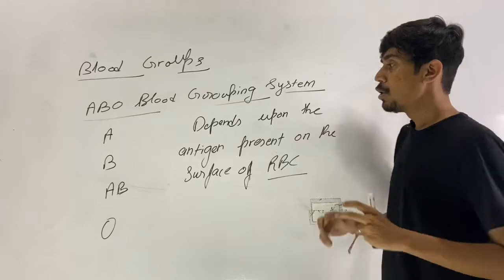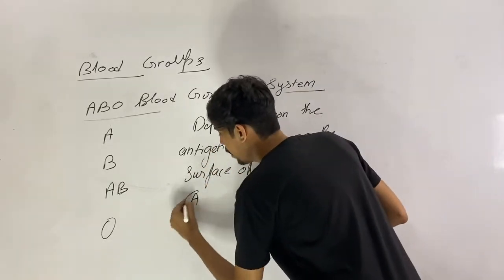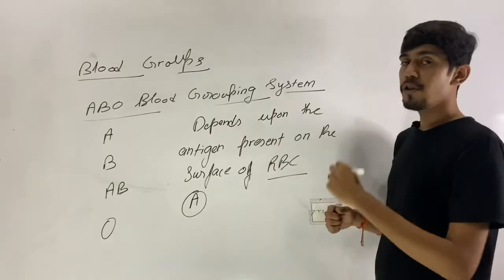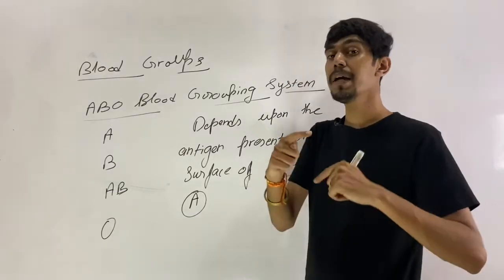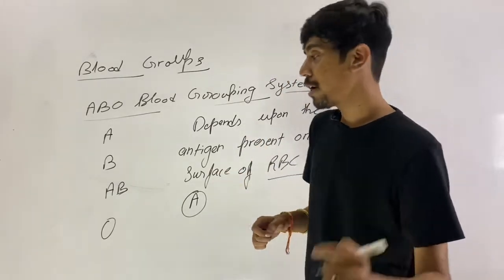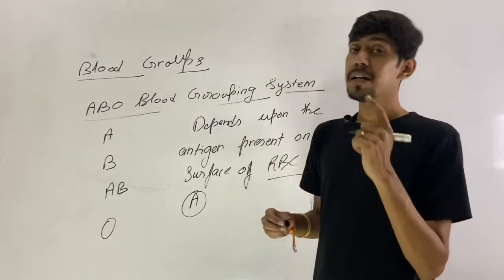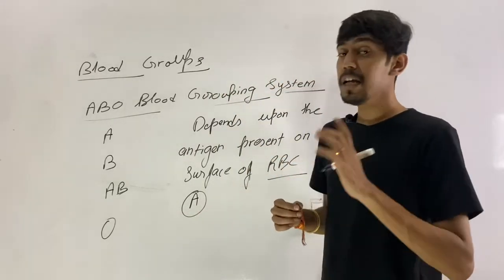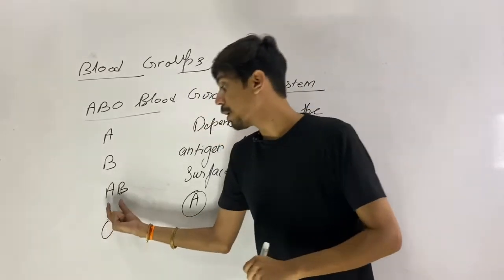which are present there. So if the antigen present on the surface of RBC is A, then the blood group will be A. Now if the antigen present on the surface of RBC is B, then the blood group will be B. If the antigen present is both A and B, then the blood group will be AB.